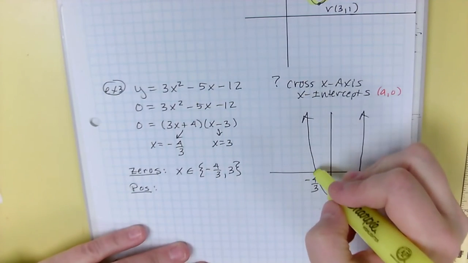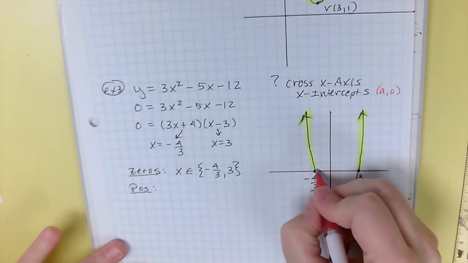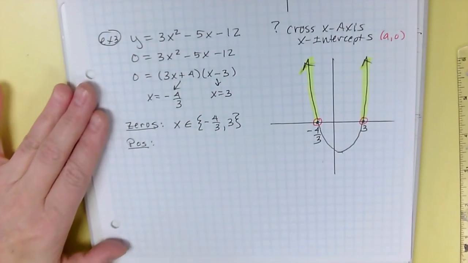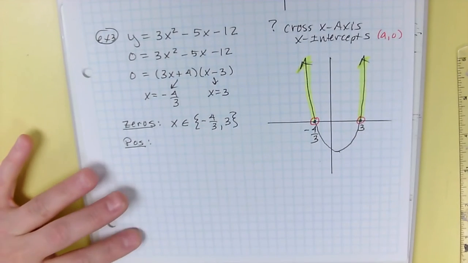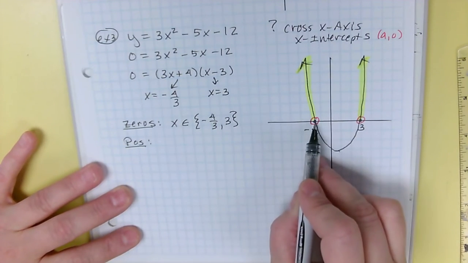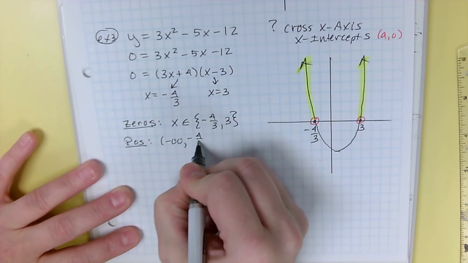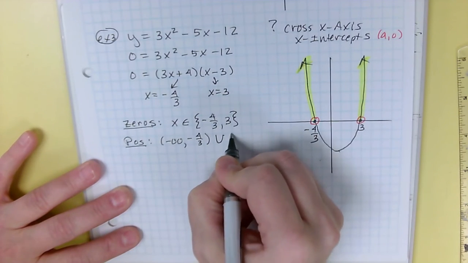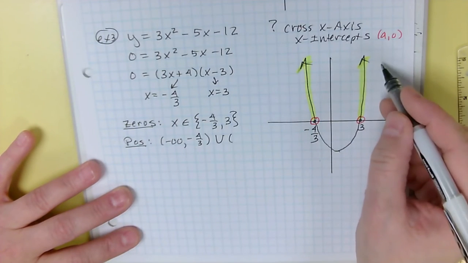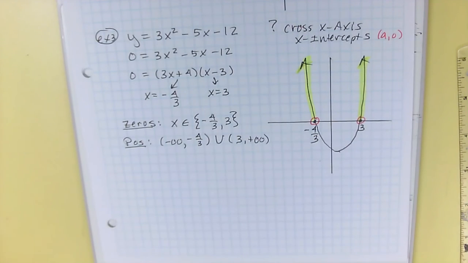So y is greater than 0 on this piece and on this piece. We do not include the endpoints. So we're going to end up with a union symbol because we have two pieces where y is greater than 0. So the left piece is negative infinity because of the arrow up to negative 4/3. So negative infinity up to negative 4/3 in union with, and now we do the right piece. It's from 3 exclusive up to positive infinity. So 3 to positive infinity.